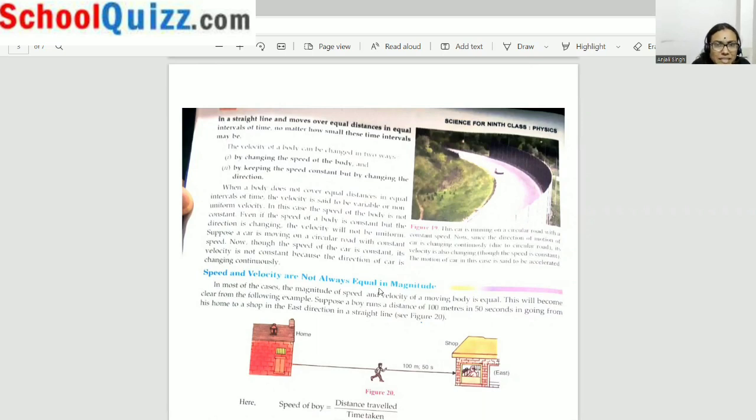By keeping the speed constant, but by changing the direction. Okay, so this is the example. By changing the speed of the body, when you change the speed of the body also. Okay, body means an object only. So these are the examples.